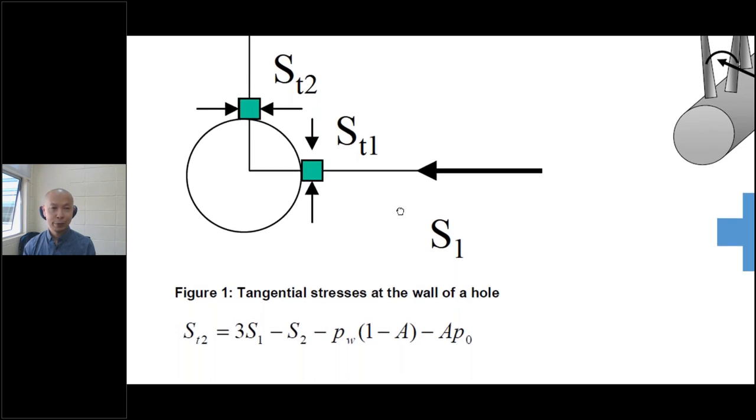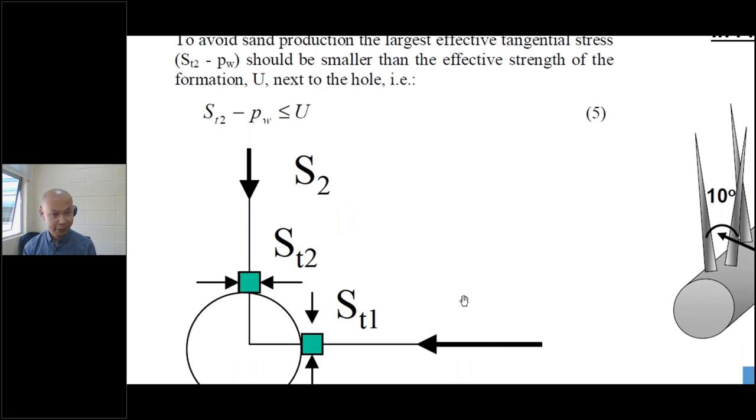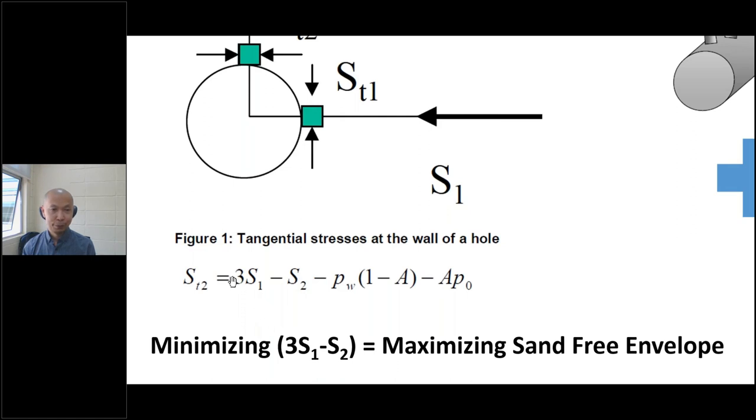Our objective here is to minimize ST2. In order to minimize ST2, what we can do is to minimize 3S1 minus S2. Basically, we want to minimize the differential stress between the highest and the lowest in one wellbore, in one hole. Remember, we have three stresses, vertical and two horizontal. So the idea is that by choosing the orientation, we can find the minimum differential stress in between two principal stresses.